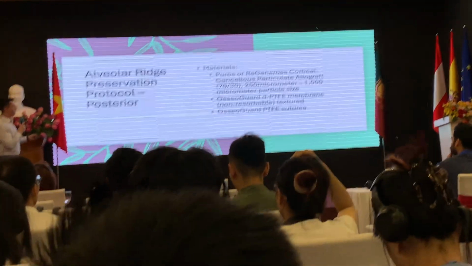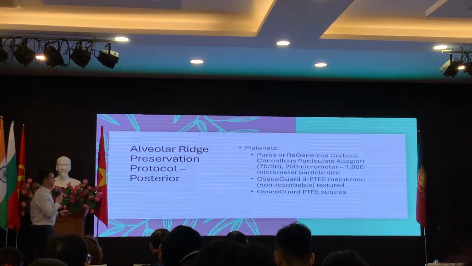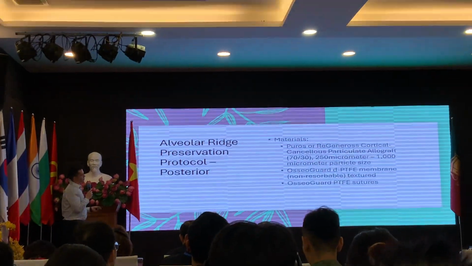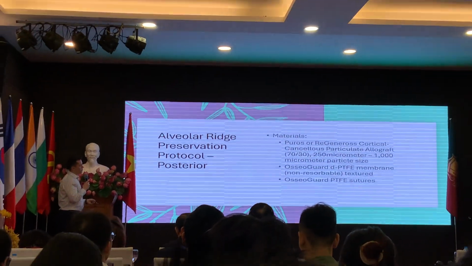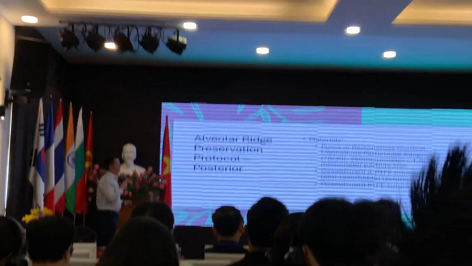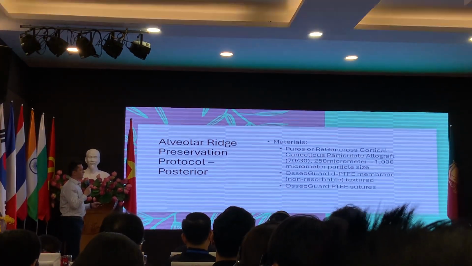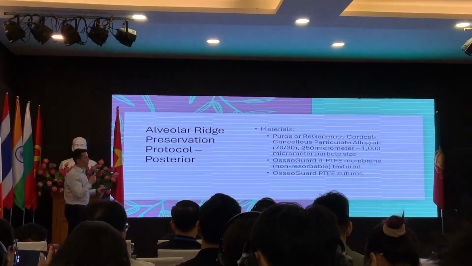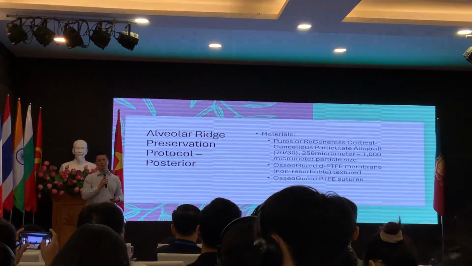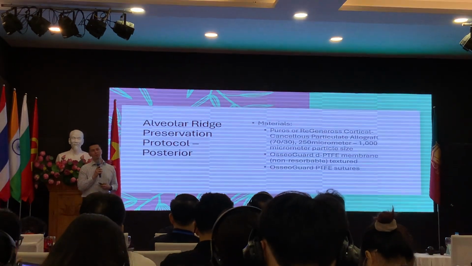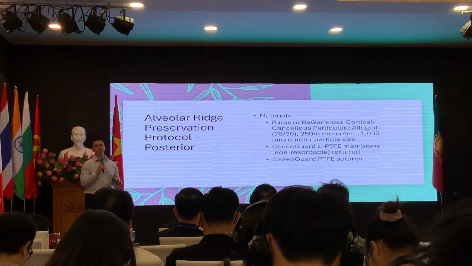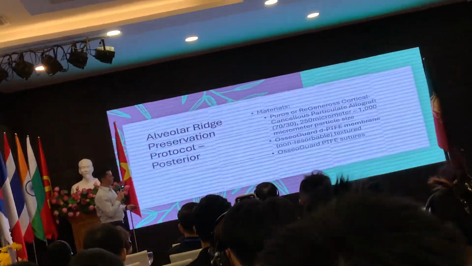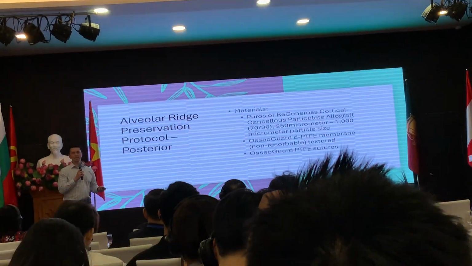So this is our typical recipe. To keep it simple, we're using a 70-30 mix of Puros cortical cancellous allograft, and for most of my cases, if I'm doing a graft, then I'm usually using either a PTFE or non-resorbable membrane or a collagen membrane. But it's more important for me to get primary closure when I'm using a collagen membrane. And when I'm using a PTFE or a non-resorbable membrane, it's less critical.